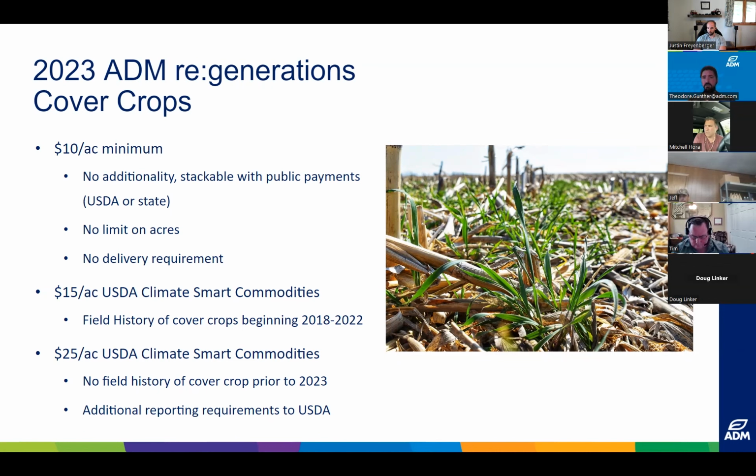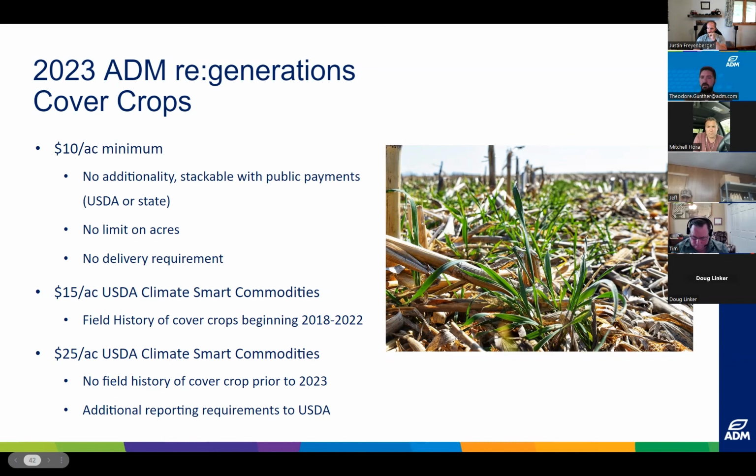So there's an option there, if you're using that practice or want to use that practice more, to look at that. We also have a program with the USDA for the Climate Smart Commodities Partnership, where that funding has allowed us to offer a higher rate for cover crops to people who are recent adopters, so between 2018 and 2022, or also new to this year. If you've got acres and you're expanding to add more cover crops to your operation, then there's an option there to receive a higher payment.